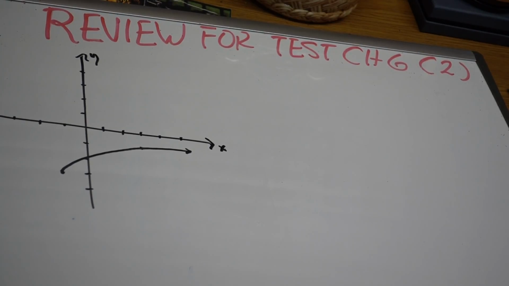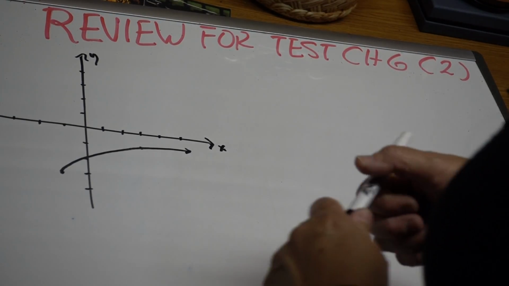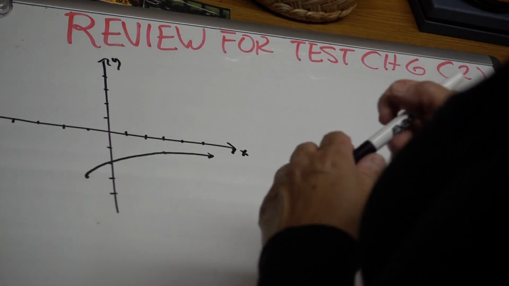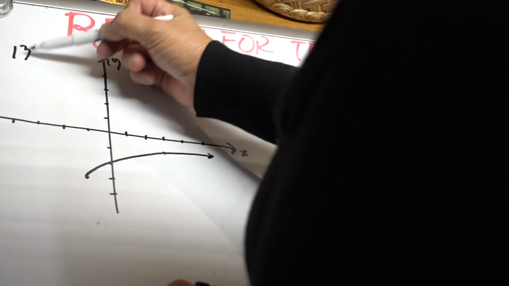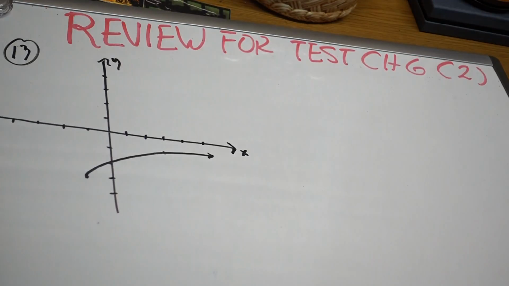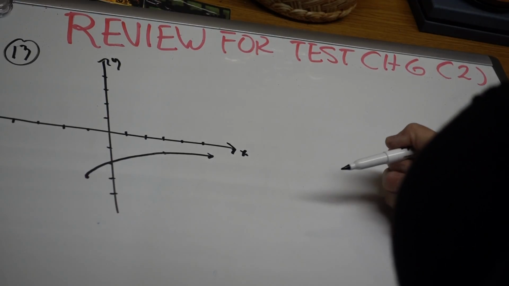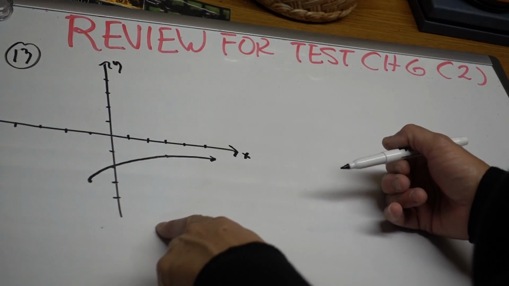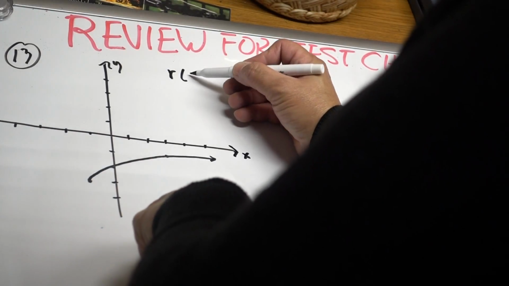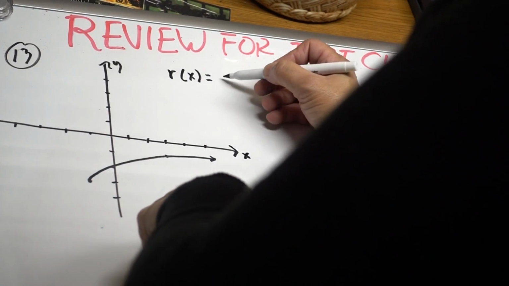Problem number 13. What we're doing here is they're giving us the graph of a function. It's a radical function, and they're telling us to write a function showing the graph as a transformation of r of x equals the square root of x. So this is a transformation of the original function, which was r of x equals the square root of x.